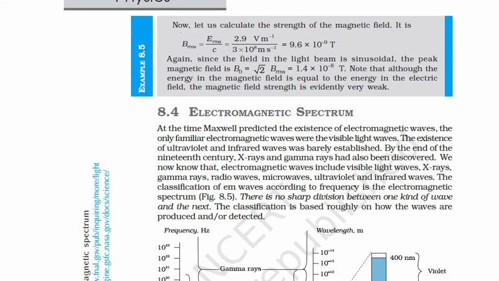Now let us calculate the strength of the magnetic field. The RMS value of the magnetic field is E_RMS upon C. This formula we also know. So this is 2.9 divided by C, 3 into 10 to power 8. So our magnetic field is 9.6 into 10 to power minus 9 Tesla. Here we can see that the magnetic field is quite weak. It is not very large. It is of the order of 10 to power minus 9 Tesla.